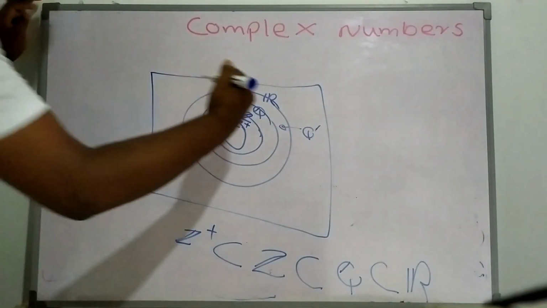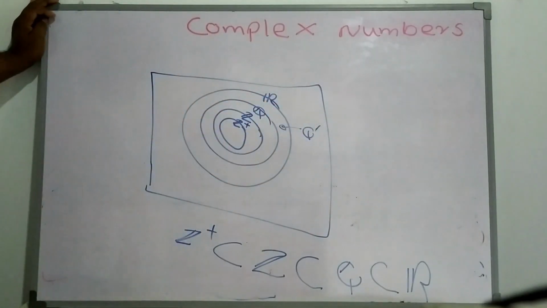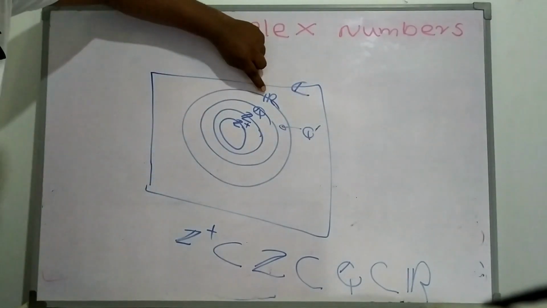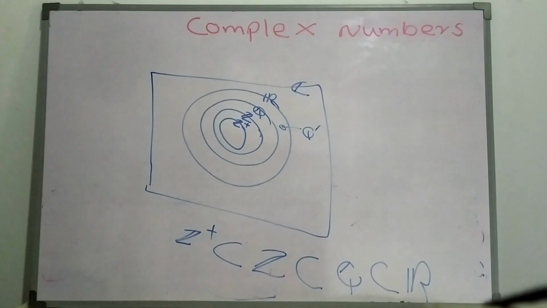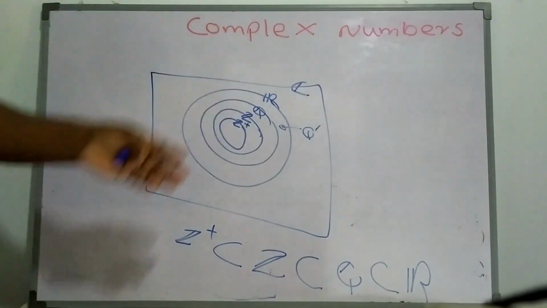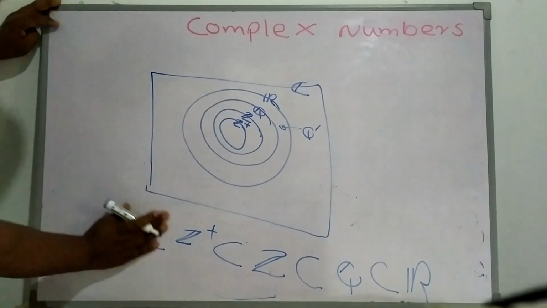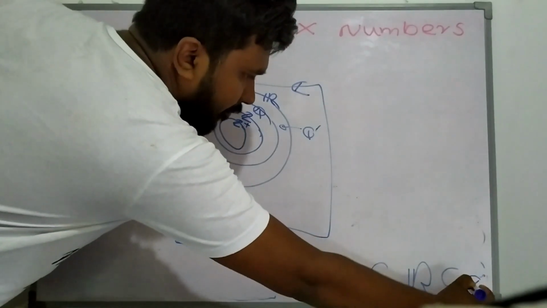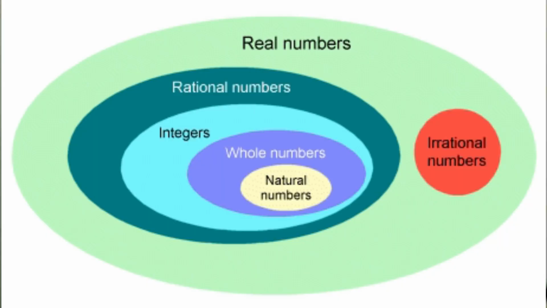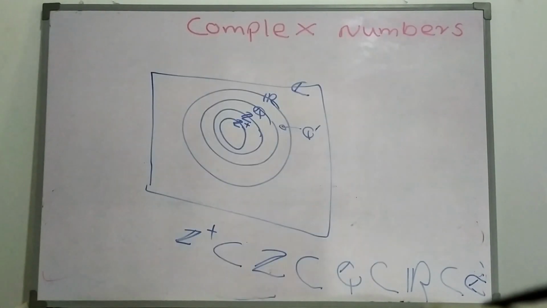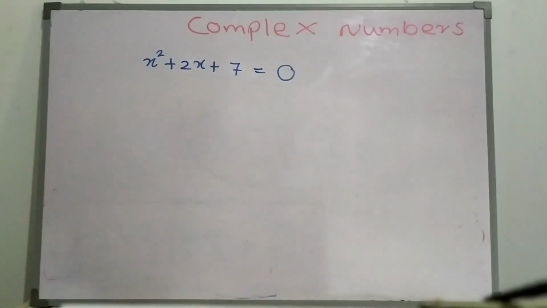But over there, we have another number set which is called complex numbers. Actually, the real numbers are a subset of the complex numbers. Over here, the complex number set is the largest number set that we have. Okay, the next important thing is why we are using complex numbers.